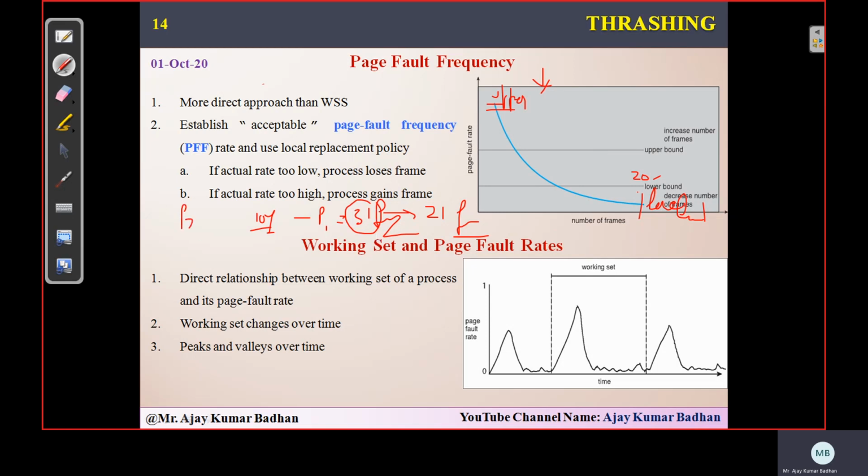But if you take another process, he requires 57. The upper bound we are keeping is 56. Now he wants one more additional frame. In that case, he is crossing the upper limit. So we will allocate one frame to this process so that he can perform his execution smoothly. So this is what comes under upper and lower bound frames.